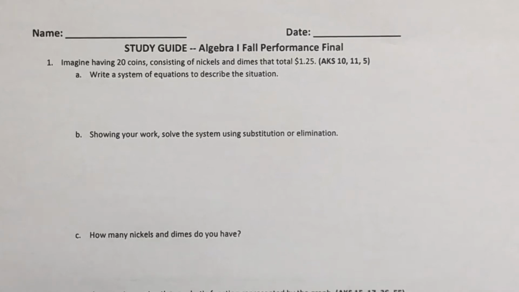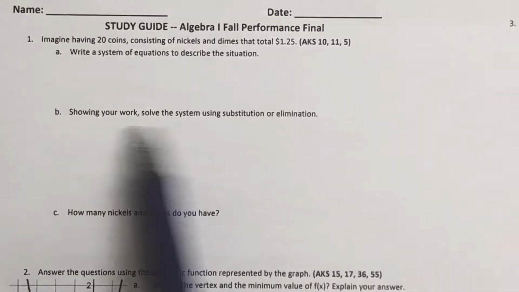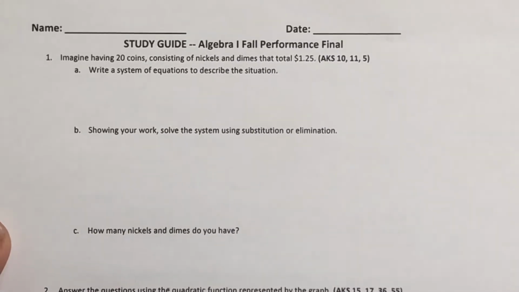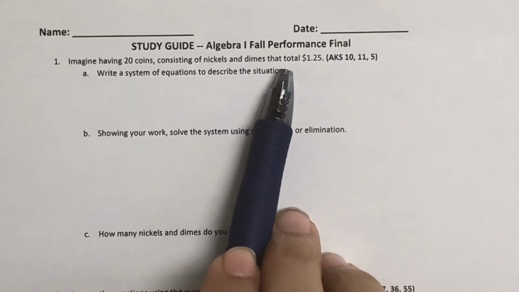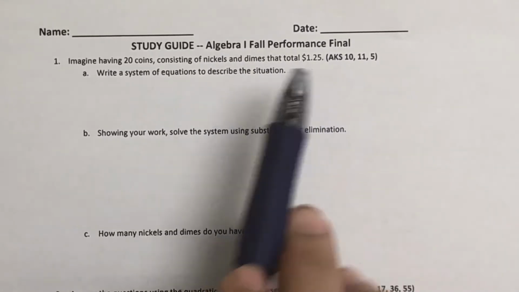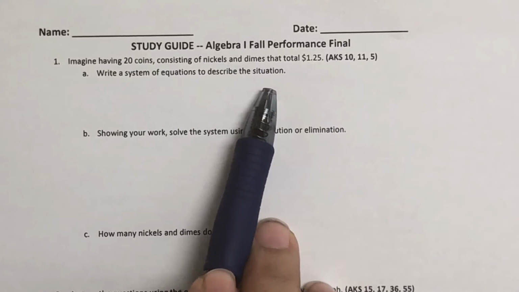All right, we're going to take a look at the study guide for the performance final. We're going to do all 4 questions. Imagine having 20 coins consisting of nickels and dimes that total $1.25. Write a system of equations to describe the solution.